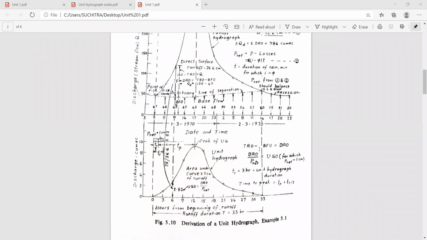Now these are the direct runoff ordinates, correct? They are divided by the net precipitation depth, and you will get the ordinates of the unit hydrograph. Next, if you take sigma of the ordinates of the unit hydrograph divided by the area of the catchment, it will produce a volume of runoff equal to 1 centimeter. That means the area under this curve is equal to 1 centimeter. That is our basic definition, that the unit hydrograph should produce a volume of runoff equal to 1 centimeter.